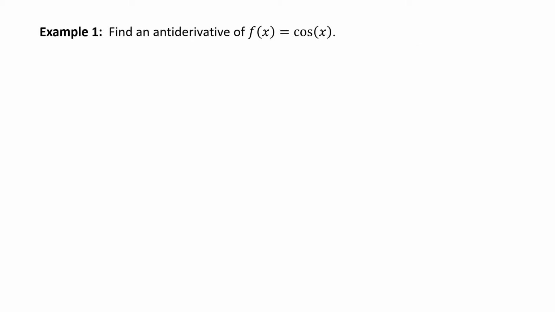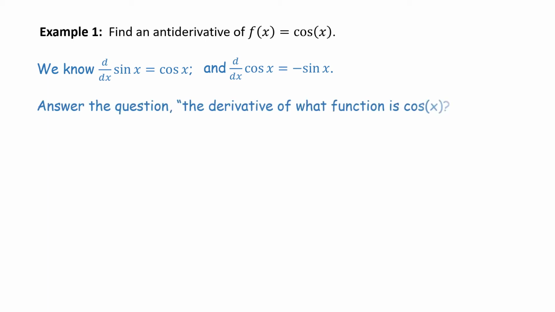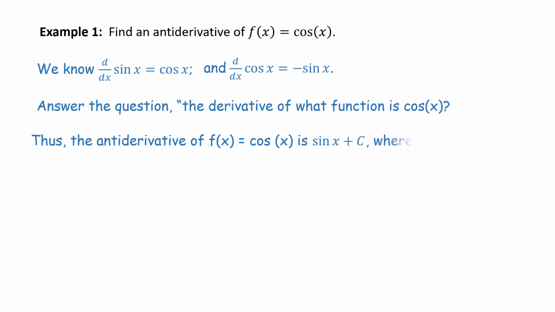Example: find an antiderivative of f of x equals cosine x. What do we know about derivatives? Well, we know that the derivative of sine x is cosine x, and we know that the derivative of cosine x is negative sine x. So, answer the question, the derivative of what function is cosine? Well, the derivative of sine is cosine. Thus, the antiderivative of f of x equals cosine x is sine x plus c, where c is any real number.